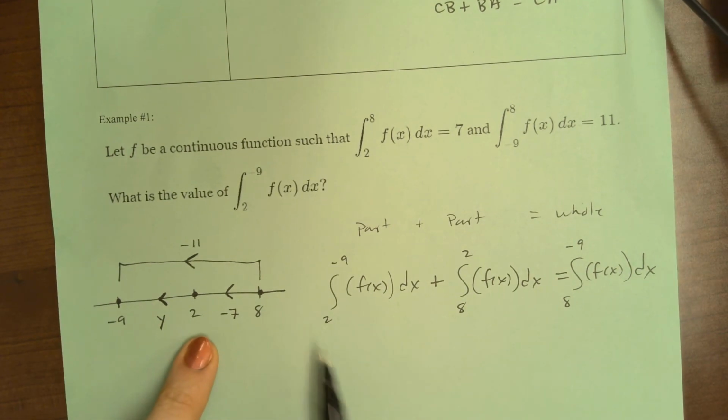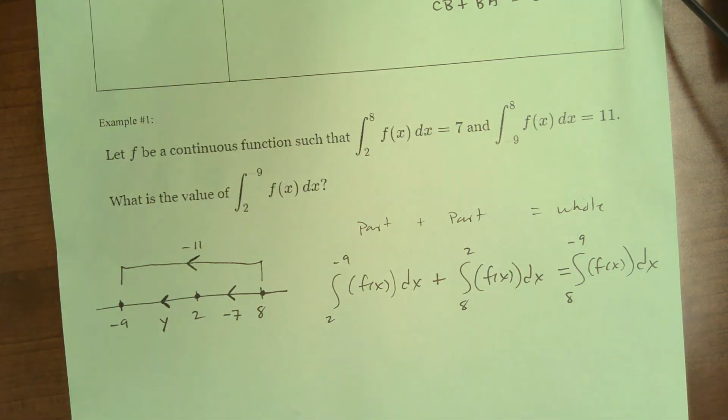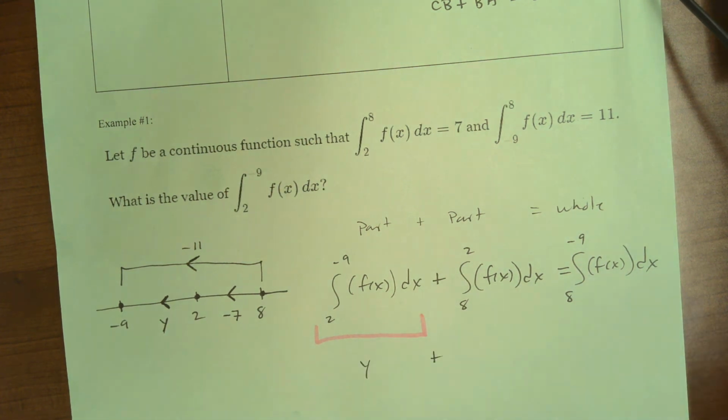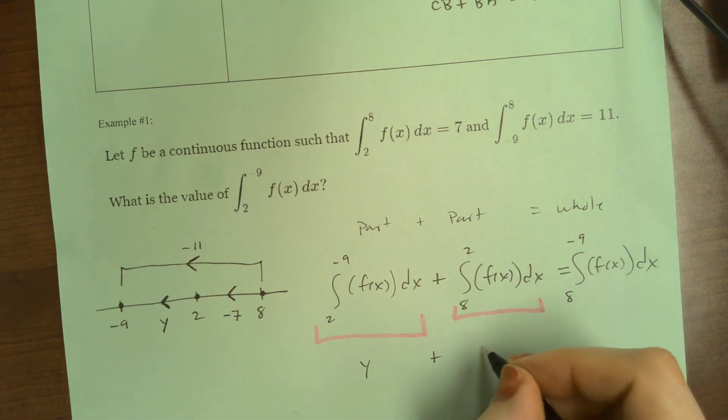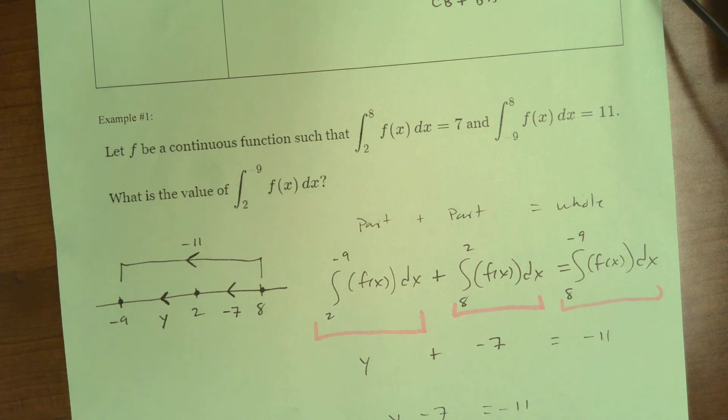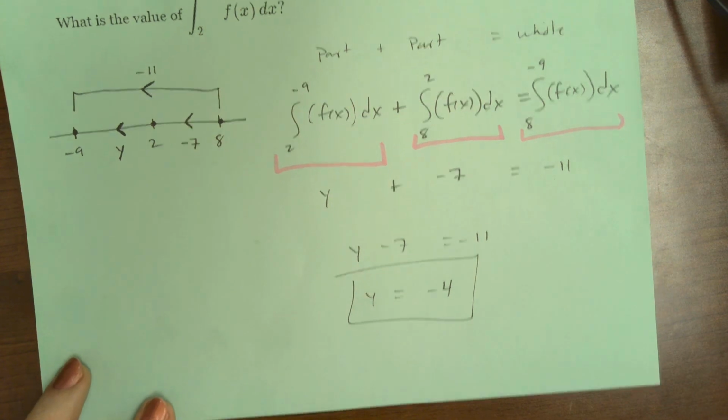And now I can see what these things are. So I've indicated to my reader that I'm calling this integral y, plus this integral I know is -7, and then this integral there is -11. So I've got y minus 7 is -11, y is -4. Okay, so the answer there is -4.